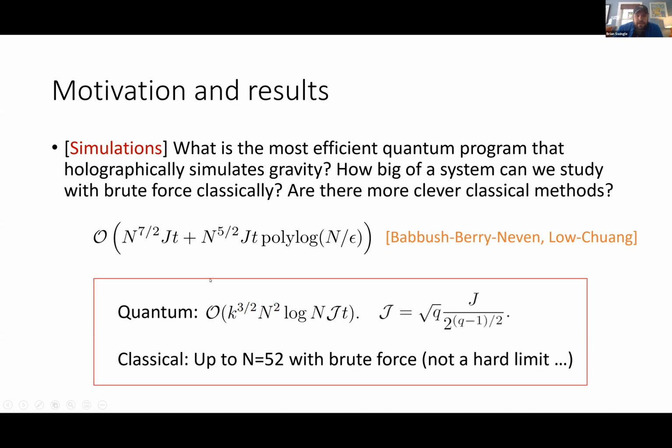But is most of that N to the 7 halves from the fermion encoding? No, actually, most of it is from the all-to-all. So you would only lose, I think, okay, I'm not 100% sure about this on the fly, but I think you'd only lose 1 power of N from if it was bosons or spins.